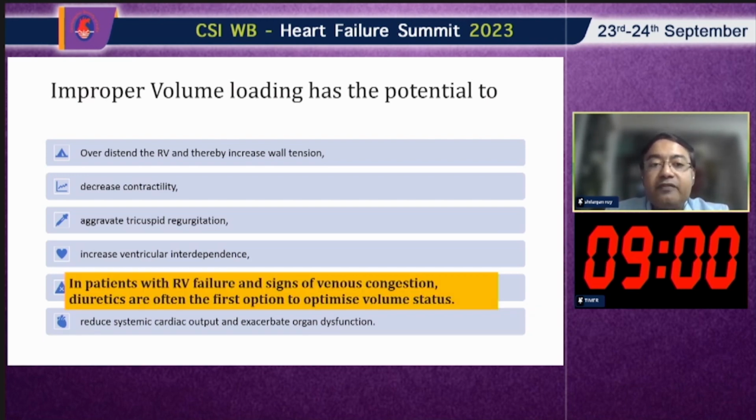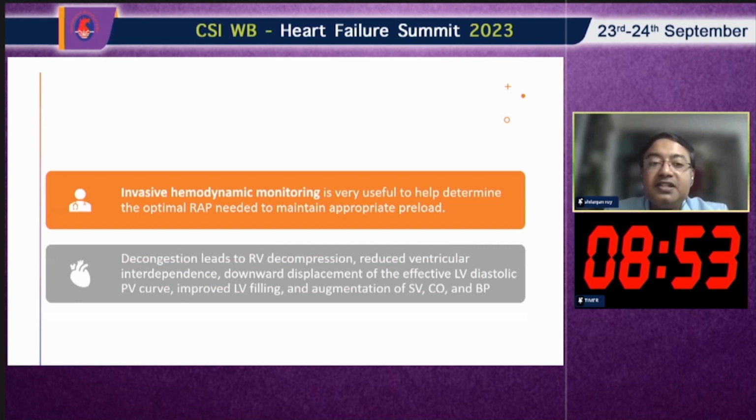In patients with RV failure and signs of systemic venous congestion, diuretics are often the first option to optimize volume status. Invasive hemodynamic monitoring with a pulmonary artery catheter or pulmonary artery pressure monitoring, or simple use of JVP or central venous pressure, is useful to determine the optimal right atrial pressure needed to maintain the appropriate preload. Decongestion often leads to improvement in RV decompression and thereby improvement in LV function also.